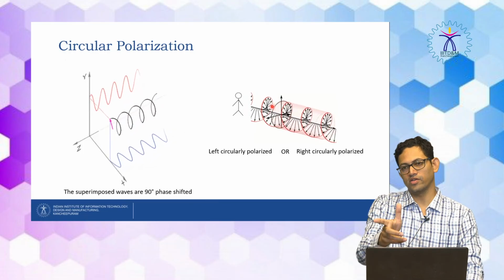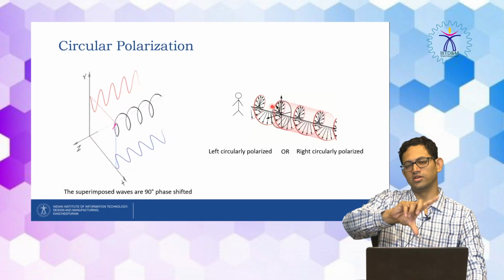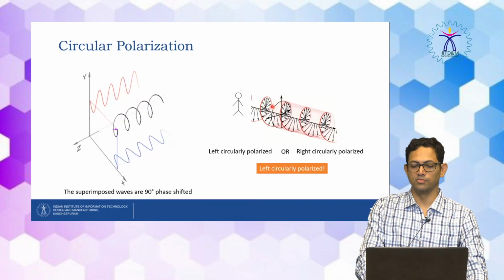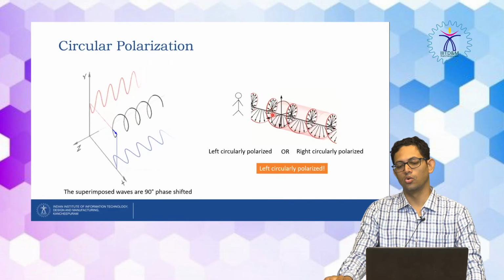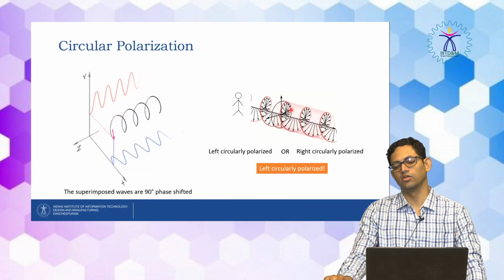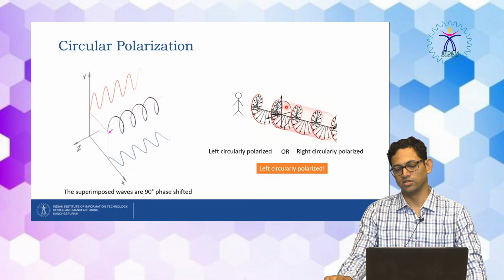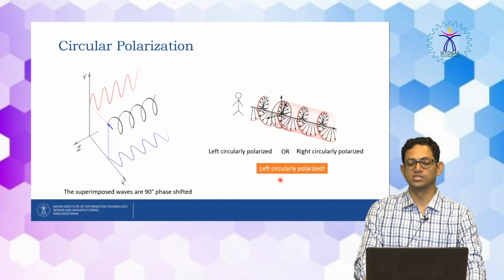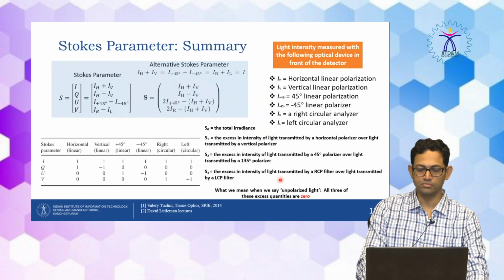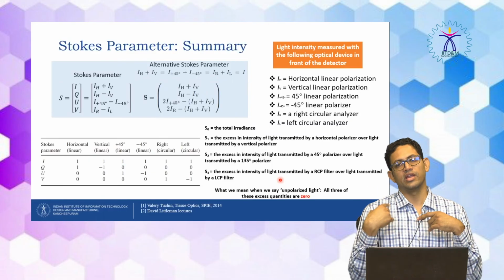If it is clockwise, then it is known as right circularly polarized. If it is anti-clockwise, then it is known as left circularly polarized. So in this case, you can see that it is rotating in anti-clockwise direction. You can see this particular arrow rotating in anti-clockwise direction, and that's why it is known as left circularly polarized.